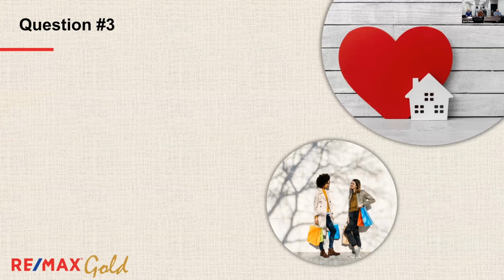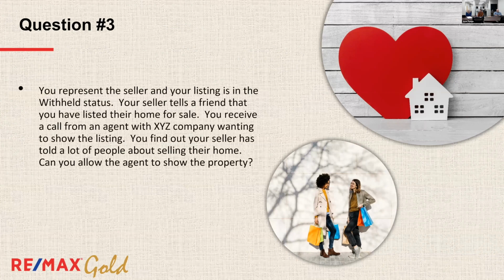Okay, number 3, you represent the seller and your listing is in the withheld status. Your seller tells a friend that they have their home listed for sale. You receive a call from an agent from XYZ company wanting to show the listing. You find out that your seller has told a lot of people about selling their home. Can you allow the agent to show the property? Yes, as long as you let everyone see it.